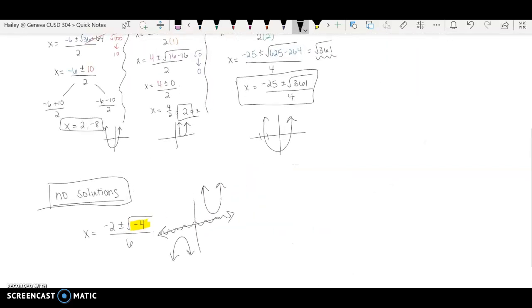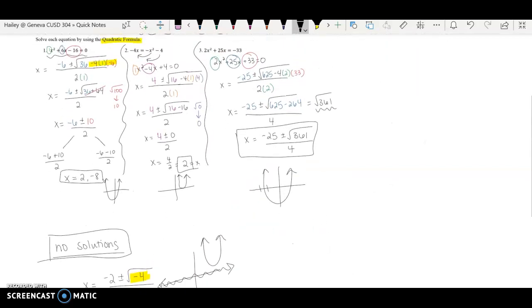So this is all of today's lesson. It's just really plugging into the quadratic formula and then simplifying. Tomorrow we will dive into it a little bit more and get some more examples of it.